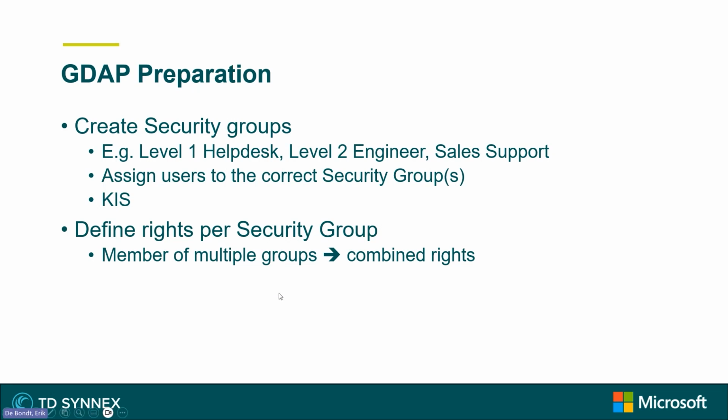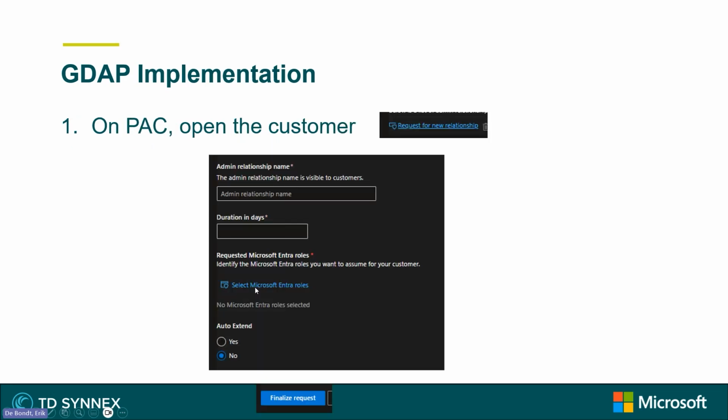So this is paperwork to list all the rights you want per security group, and we need a full list to create the GDAP itself. So how do you create it? You go to the Partner Center customers, as we saw before. Under administration relationships, you request a new relationship and you fill in the fields.